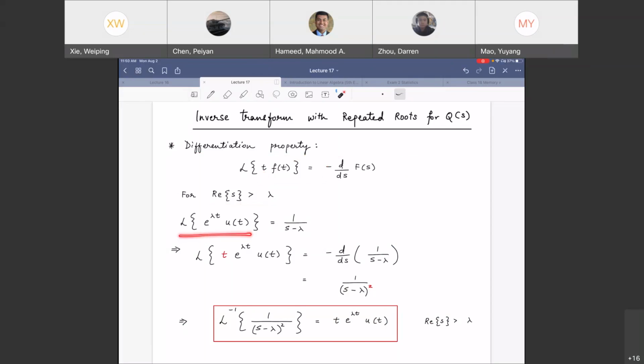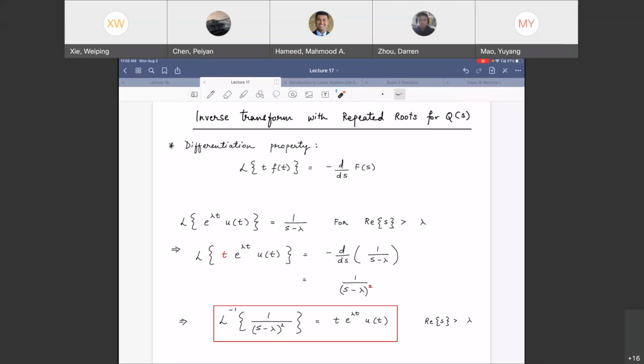The Laplace transform of e to the minus lambda t u of t is what? 1 over s minus lambda. Maybe I should write it here. That makes more sense. E to the lambda t u of t is your function. Its Laplace transform is 1 over s minus lambda when the region of convergence is real part of s greater than lambda. It's a right-sided signal.